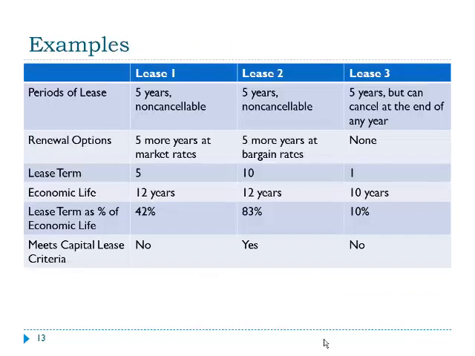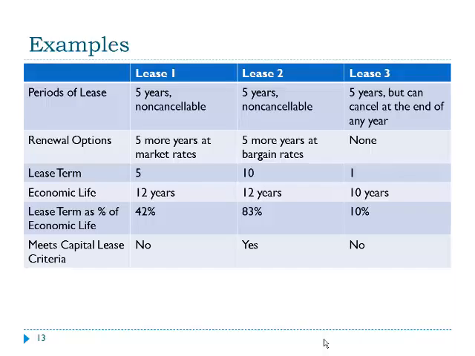Here are examples of different lease terms. In lease 1, if it's a 5-year non-cancelable lease and there's an opportunity to renew for 5 more years at market interest rates, then the lease term is 5, just the original non-cancelable period. If the economic life of this lease is 12 years, then the lease term as a percentage of economic life is 42%, and it does not meet the criteria to be a capital lease.